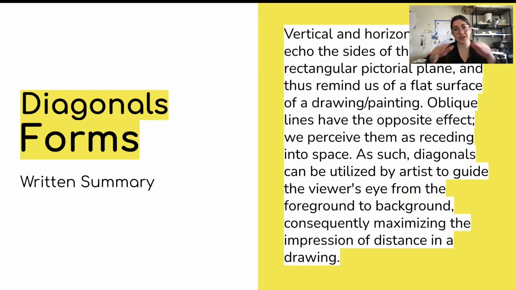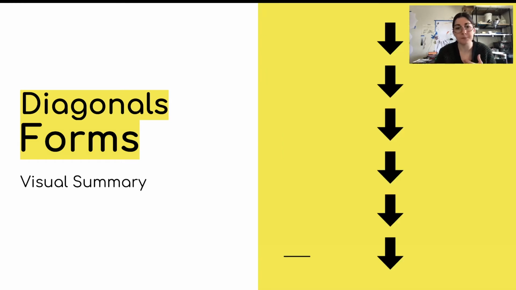When we think about angular lines, that actually has a speed to it. It takes us back into space. So we can create a really effective space creating strategy just by adding angled forms or planes into our space to maximize the impression of distance, okay? All right, so let's look at some visual examples of that.